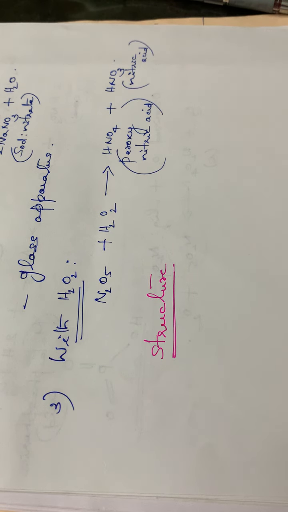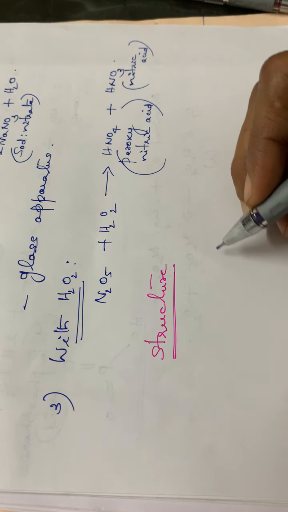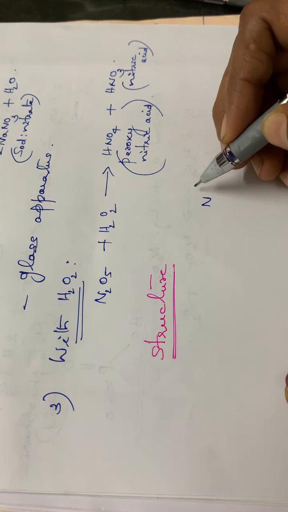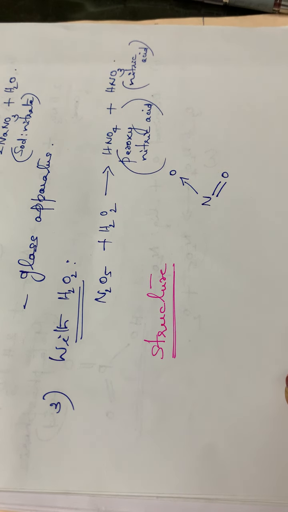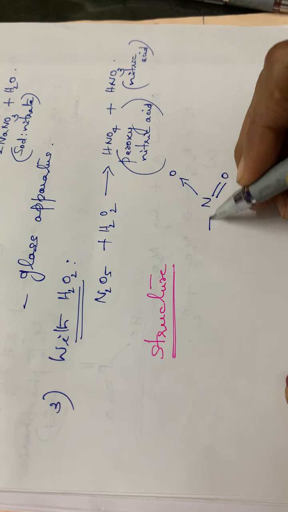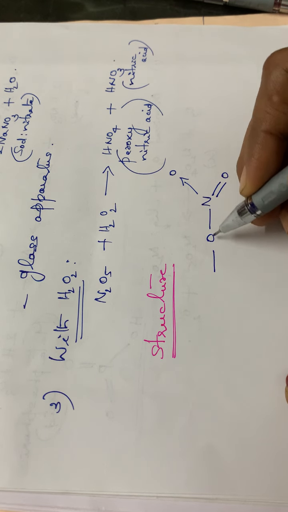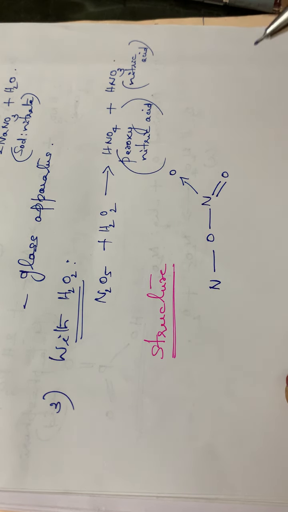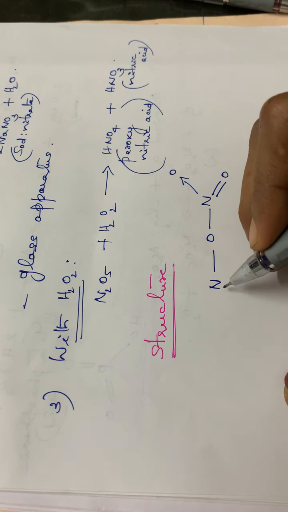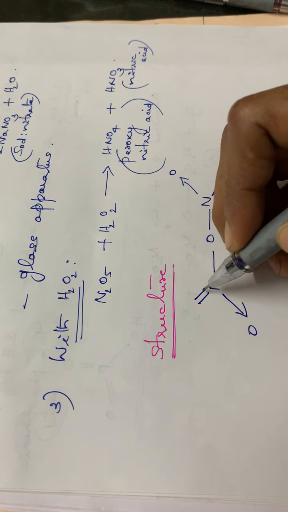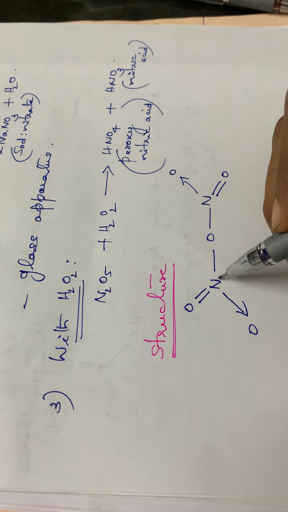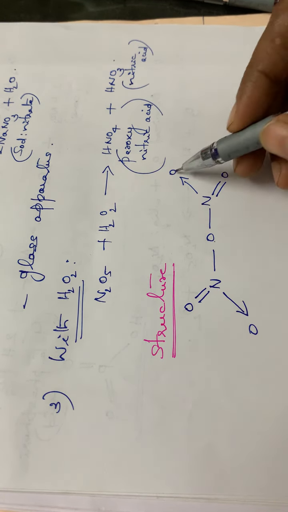Structure of N2O5. The first part will be an NO2 molecule. Then this nitrogen will be joining with an oxygen atom, then again a nitrogen atom. For this nitrogen atom, there will be a coordinate bond O, then a double bond O. So in total N2O5: 1, 2, 3, 4, 5.